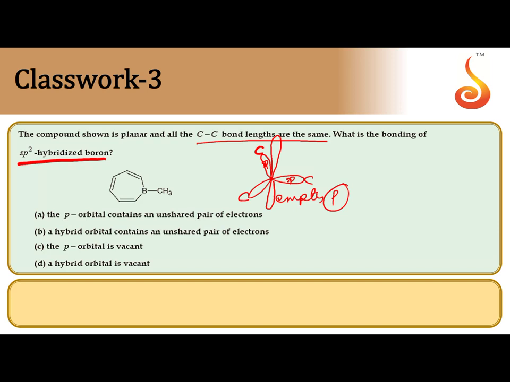So for the correct option: the p orbital contains an unshared pair of electrons, that is wrong because an empty p orbital is there at boron. A hybrid orbital contains an unshared pair of electrons, that is also wrong. All 3 sp2 hybrid orbitals of boron are forming 3 sigma bonds. Next, the p orbital is vacant, that is responsible for the sideways overlapping of p orbitals and complete conjugation. So it makes the entire molecule aromatic. So the correct option is C.